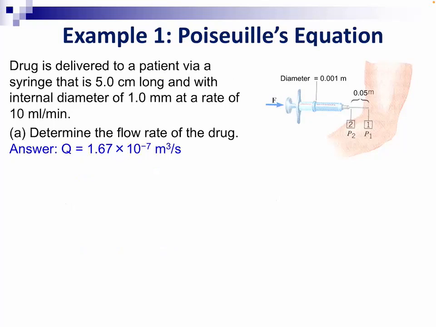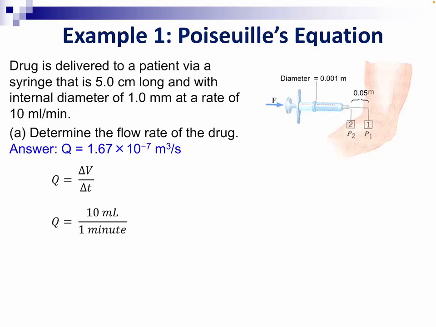So flow rate is the volume over time. We're actually already given that: it flows at a rate of 10 milliliters per minute. And flow rate is volume over time. The volume is 10 milliliters. The time is 1 minute.